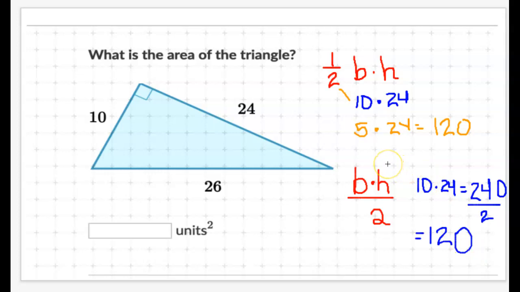So the important thing to note here is that you're going to get the same answer whether you multiply and find the product, or if you multiply and then divide by 2. The same will be true as we move to look at the area of a trapezoid.